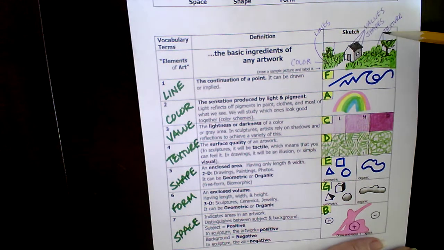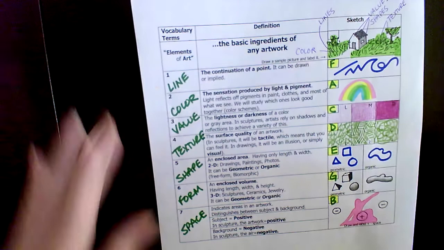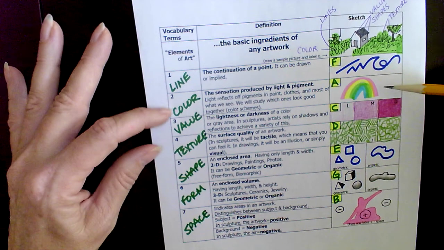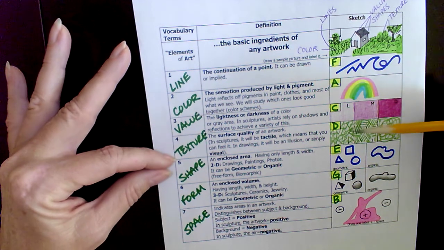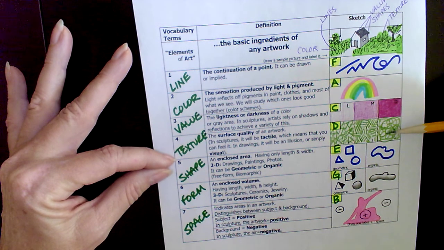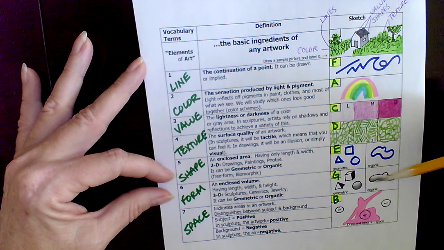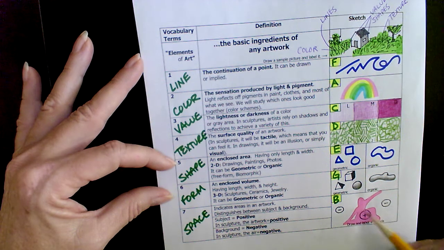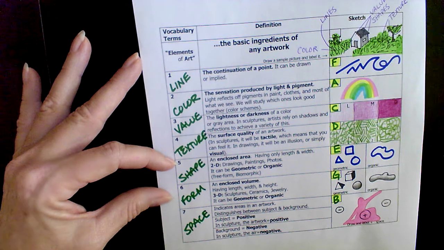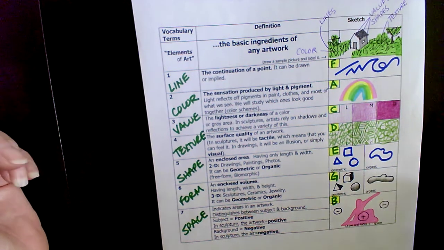All of those things create the artwork, so those are the ingredients. And then I've illustrated the line, color, value, my light, medium, and dark. I did 3 different types of texture here. Geometric shapes, organic shape, geometric form, organic form, and a little miniature sculpture with my positive space and my negative space around it. At this point, you can pause the video and complete all of your sketches.